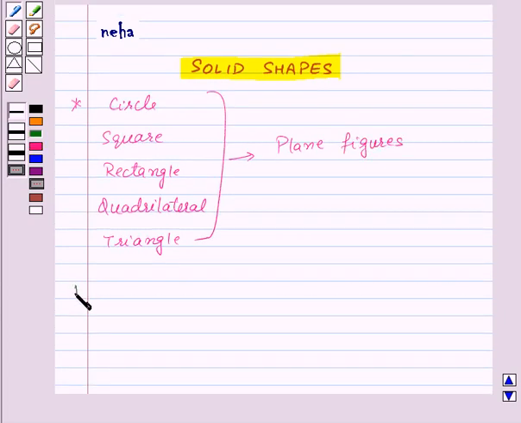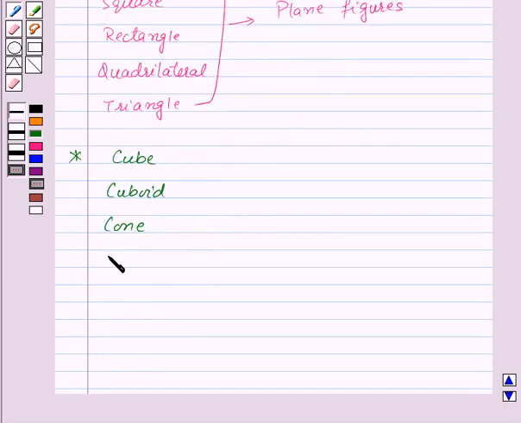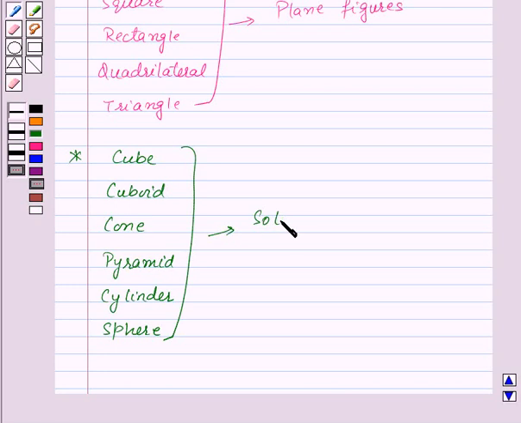We also come across many other shapes such as a cube or a cuboid, a cone, that is an ice cream cone, pyramid, cylinder, sphere. A good example of a sphere is a ball. So such type of shapes are known as solid shapes.